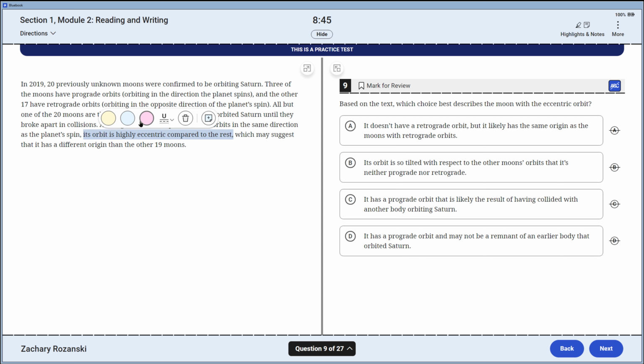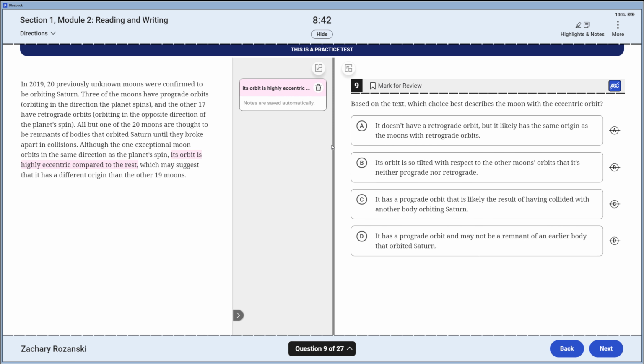So we've got this guy. Whew, we read a lot of crazy stuff with a bunch of terms. So the eccentric, what describes this one? Its orbit is eccentric, although the one exceptional moon orbits in the same direction as the planet spins. So it's highly eccentric compared to the rest, although one exceptional moon does orbit in the same direction as the planet. What's that definition? Prograde orbits in the same direction. Retrograde is the opposite. So it doesn't have a retrograde orbit, but it likely has the same origin.